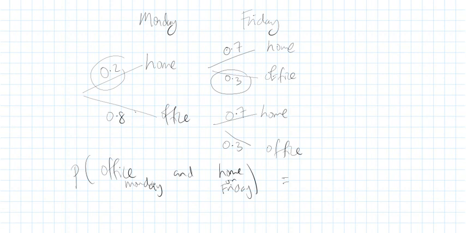0.8 times 0.7. Yeah, 0.8. So office on Monday, it's this one, 0.8. And means times. And then home on Friday, that's 0.7.